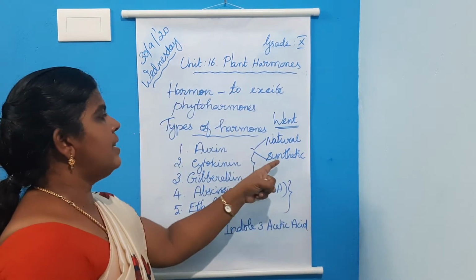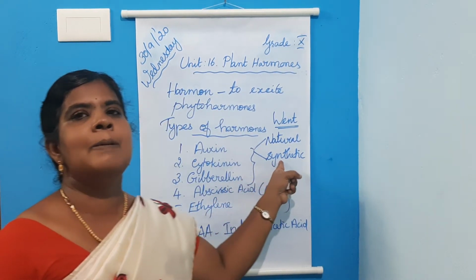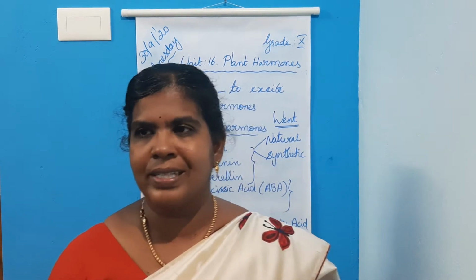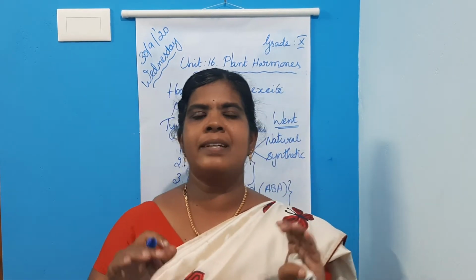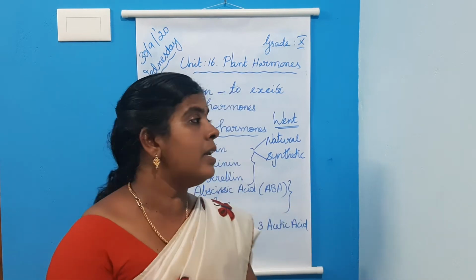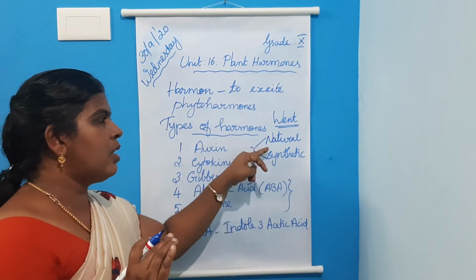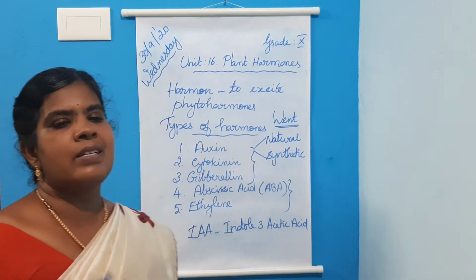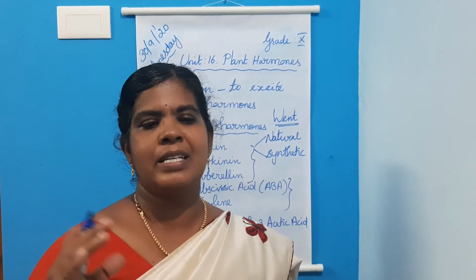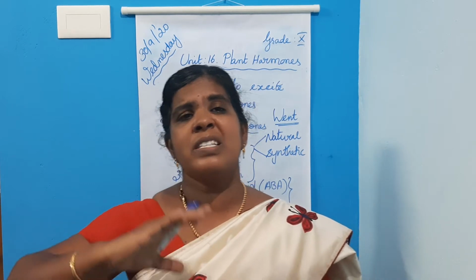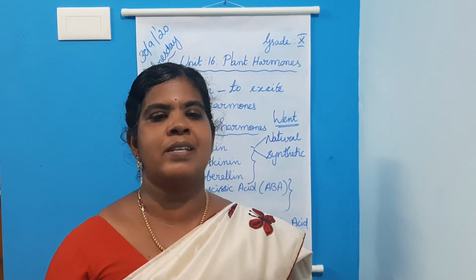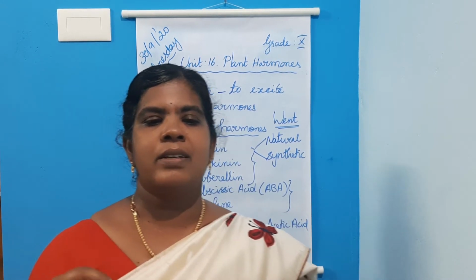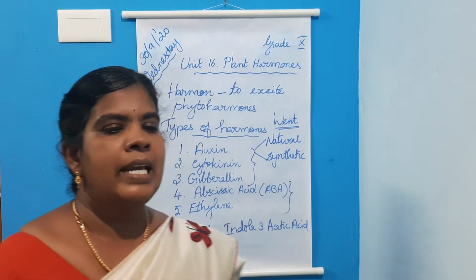Next is about synthetic auxin. What are called synthetic auxins? Artificially synthesized auxins that have properties like auxins are called synthetic auxins. Natural auxins are produced by plants, but synthetic auxins are artificially synthesized, though they have the properties of auxin.